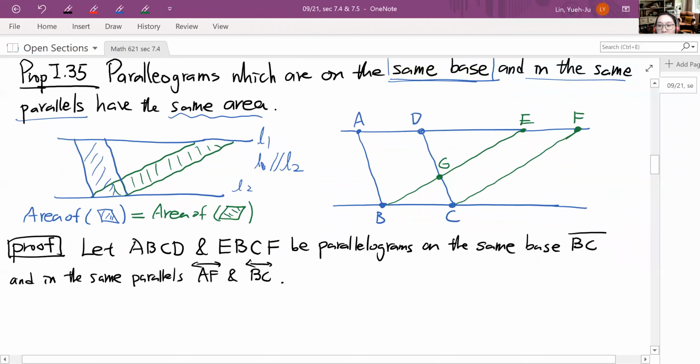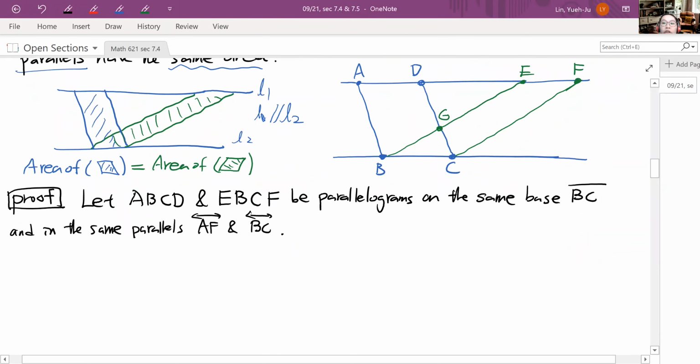So first of all, let me push a little bit upward here. So let's say we have two parallelograms, ABCD, and also EBCF, okay? And so first, we already see from the picture, they share the same base, okay? They're on the same base, which is the BC. But they're also in the same parallels because we know that they all lie on two parallel lines. One of them is AF, the other is BC, okay? So now we want to prove eventually that these two parallelograms that you saw, the blue and green one, have the same area, okay?